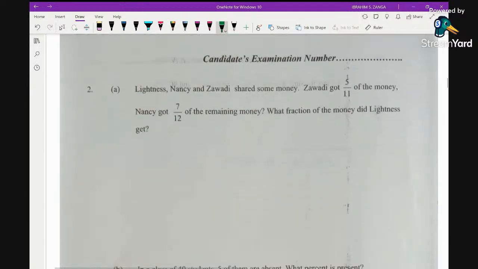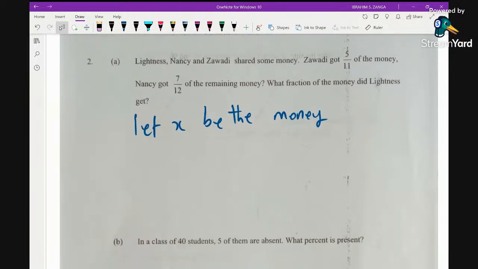Question number 2. Lightness, Nancy, and Zawadi shared some money. Zawadi got 5/11 of the money. Nancy got 7/12 of the remaining money. What fraction of the money did Lightness get? Maybe the easiest way is to let x be the money. We are told that Zawadi got 5/11 of the money.